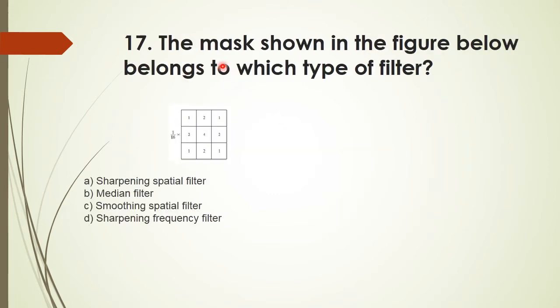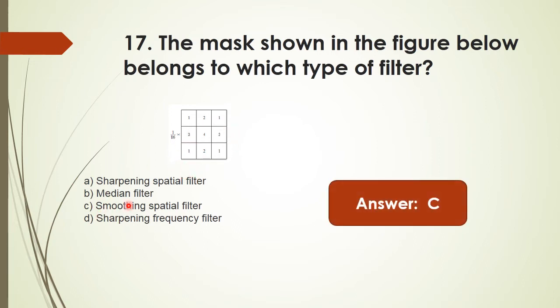Next question. The mask shown in the figure below belongs to which type of filter? So it is mask 1 by 16 into 3 cross 3 matrix. So this belongs to smoothing spatial filter.